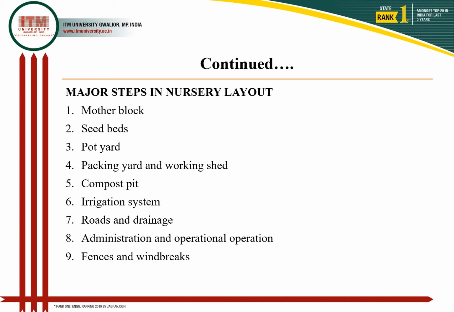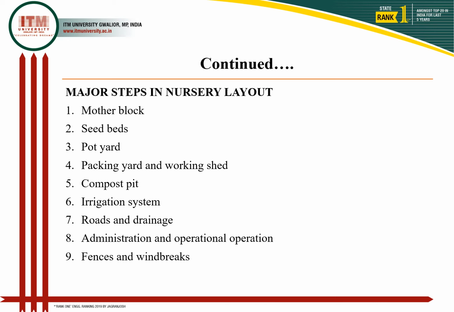It should have a compost pit, because this is a regular need of the plants. So that's why it is essential. Another is the irrigation system. There must be proper support of the irrigation system, because water management is very important in this region. There should be sufficient facility for drainage of excess water, as well as roads for transportation.